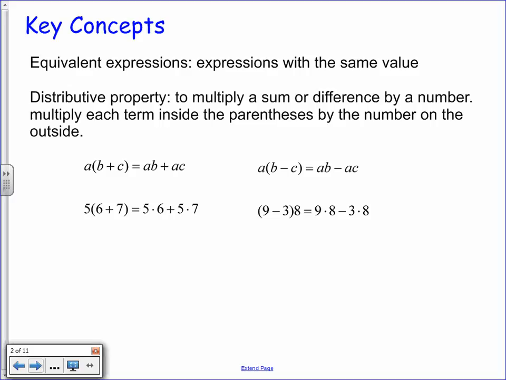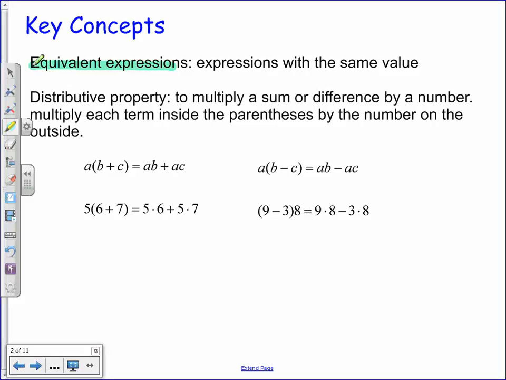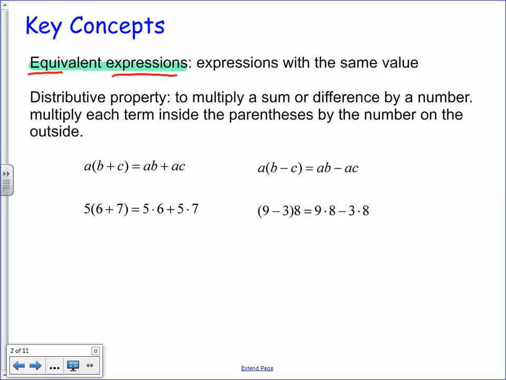Okay, so our first key concept is an equivalent expression. What that is, is expressions with the same value. And you can remember that because of this: equa means equal. So we're going to have expressions that are equal or have the same value. The second key concept is distributive property. Remember we had all those properties. This is another one of those.